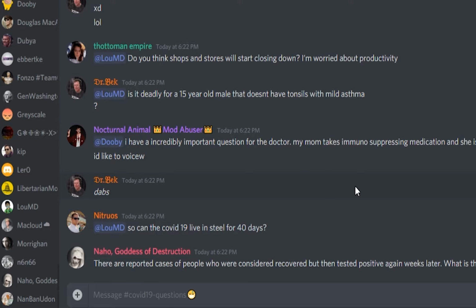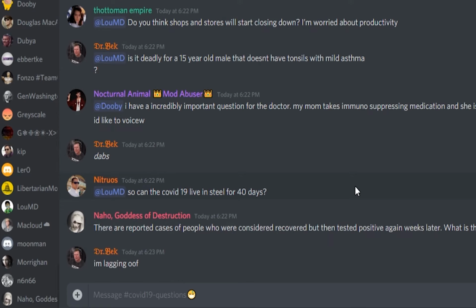Hello, doctor. So my mother has a disease and she takes immunosuppressing medication. Basically she has zero immune system. And I've been doing some research, looking to see how this particularly affects people that take the same medication, because it's not something special, and I haven't really been able to find anything. Would you have any insight?